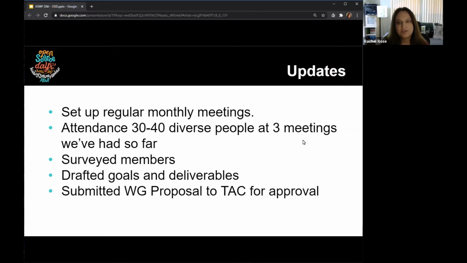So far, we have done a number of things to move this working group forward. We have a regular meeting set up every month, on the second Wednesday of the month at 1 o'clock Pacific Standard Time. In addition, we've now already held 3 meetings with about 30 to 40 diverse people in each of those meetings. They've actually been really fantastic. Everyone has been very involved and had a lot of really great things to add to the discussion. After our very first meeting, we surveyed our membership to determine what people were interested in seeing out of this working group. Based on that survey, we drafted a series of goals and deliverables that we have now submitted to the TAC for approval for the official working group.